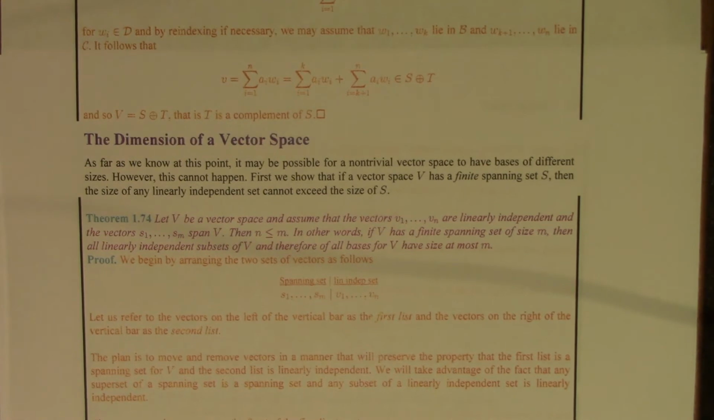As far as we know at this point, it might be possible for a non-trivial vector space to have bases of different sizes, but this cannot happen. And I'm going to give you first a proof that works when the vector space V has a finite spanning set. And then we'll look at the general proof.